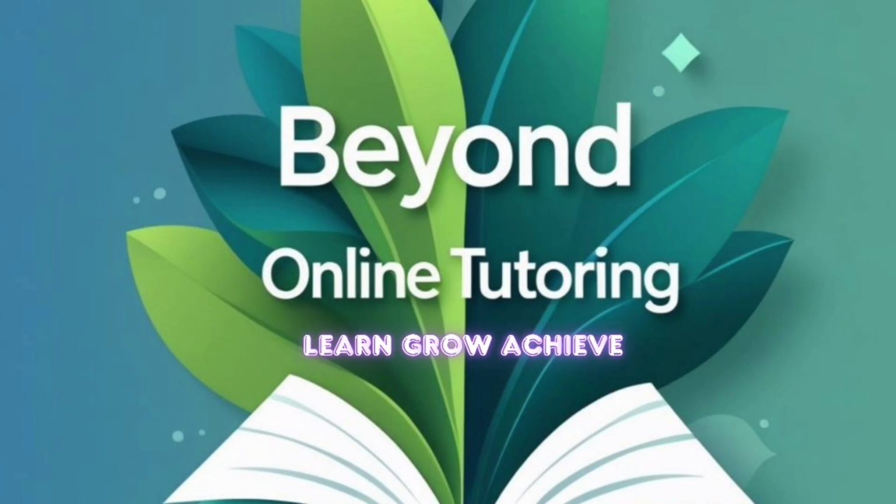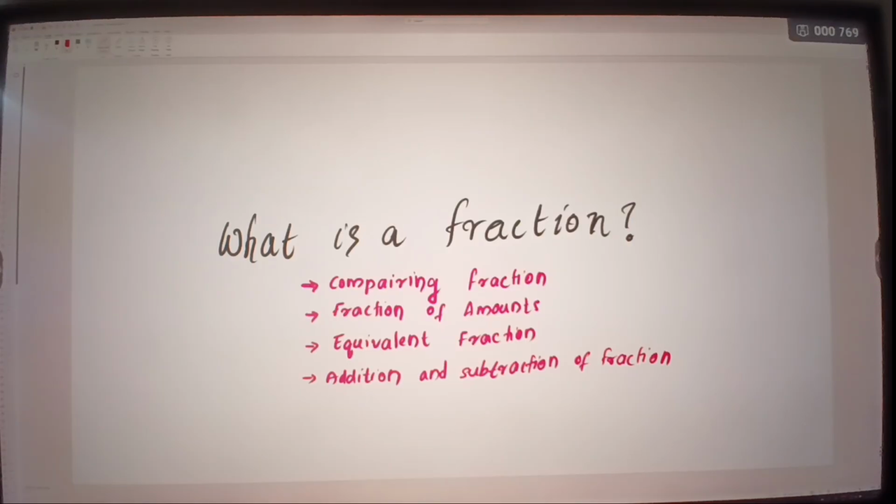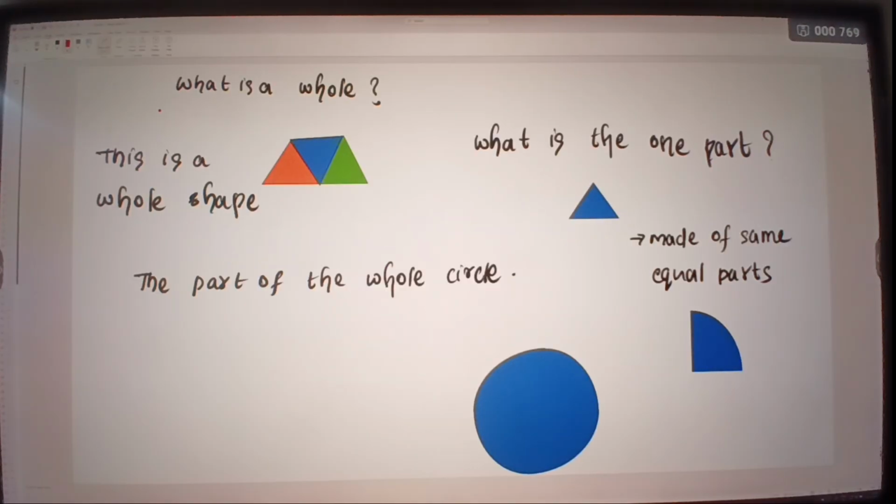Learn, grow, achieve. Hi kids, so today we are going to see the topic fraction. In the fraction, we are going to cover the topics comparing fractions, fraction of amounts, equivalent fractions, addition and subtraction of fractions, problems on that, word problems on that. Okay, so before moving to these topics, we can see what a fraction means.